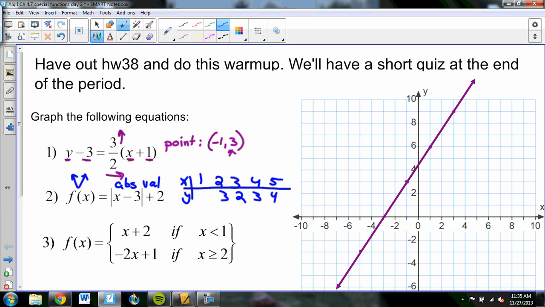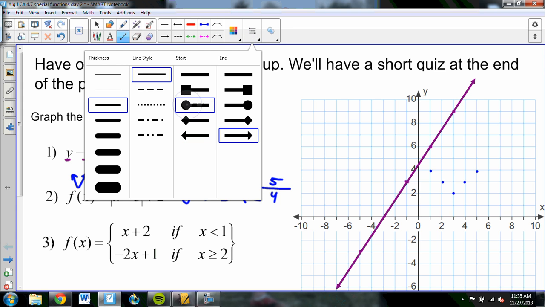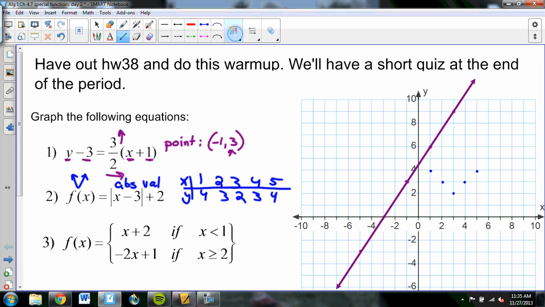Plug in a 1 for x, -2. Absolute value makes it +2. 2 plus 2 is 4. When I graph these points, I have 1, 4; 2, 3; 3, 2; 4, 3; 5, 4. And there's another V. There's the V. Is there a question about how I did that at all?